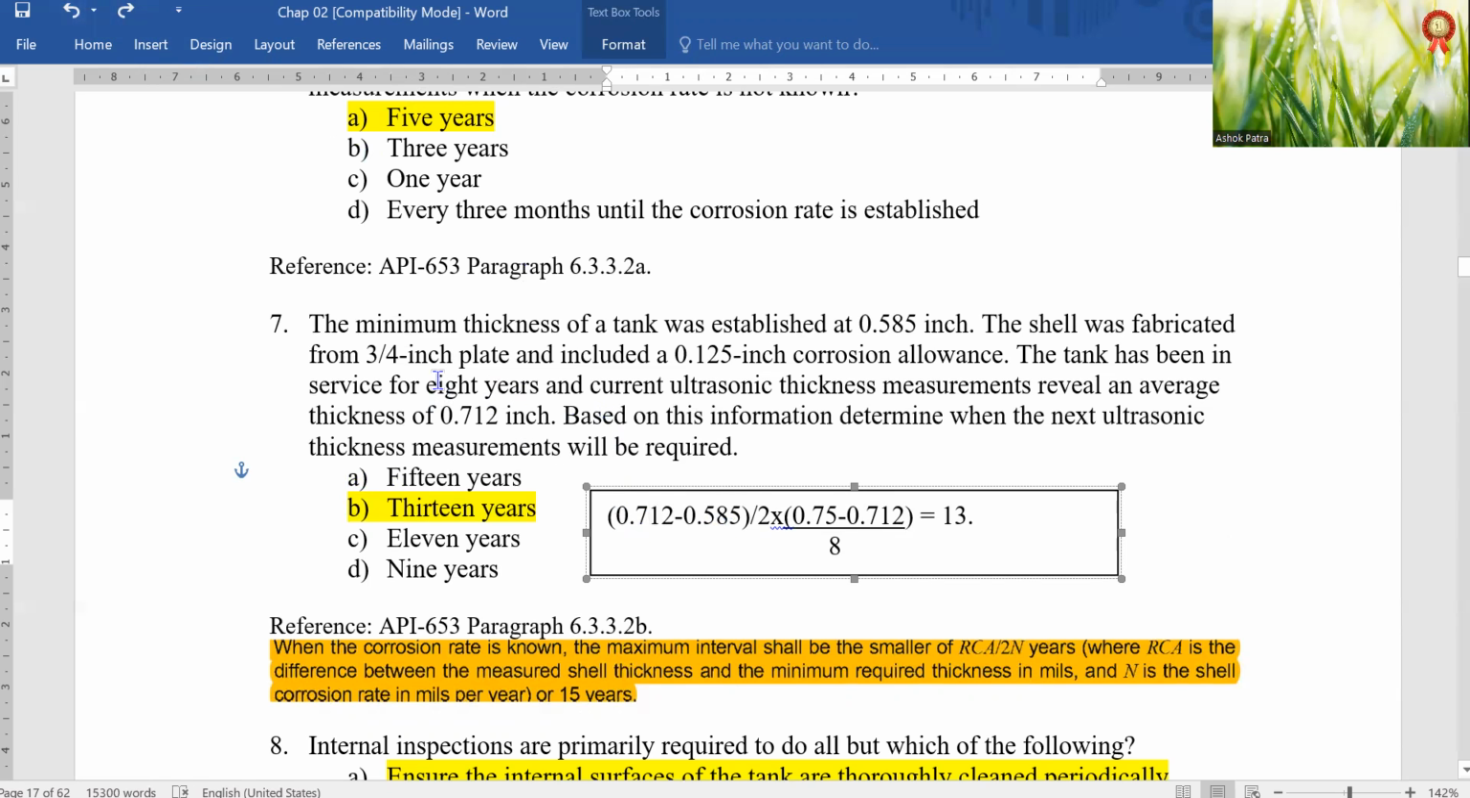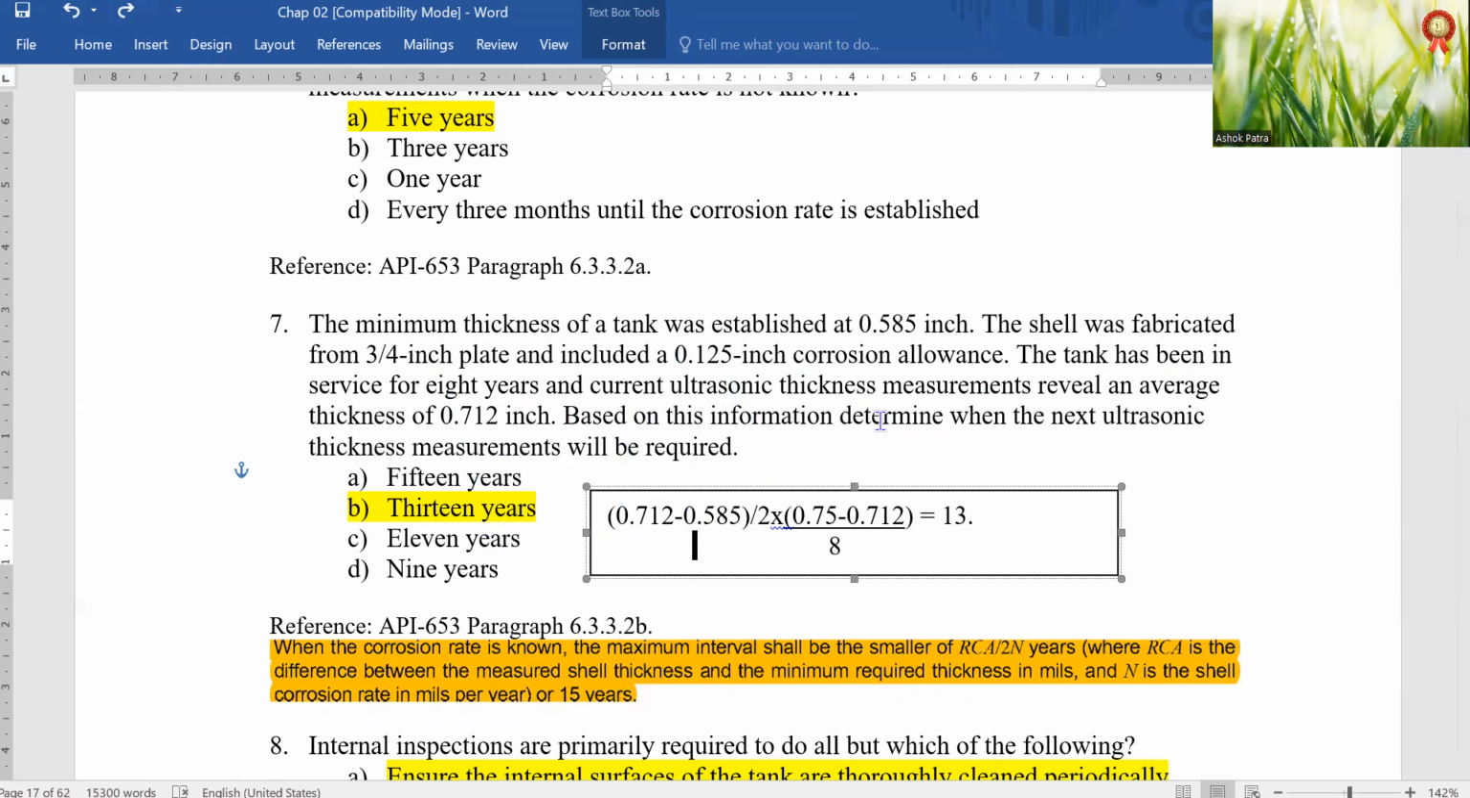So 0.712 is the thickness after 8 years. The average thickness is 0.71. So this average minus this is the remaining thickness. That is what remains to lose, meaning the corrosion allowance. That is the remaining corrosion allowance.